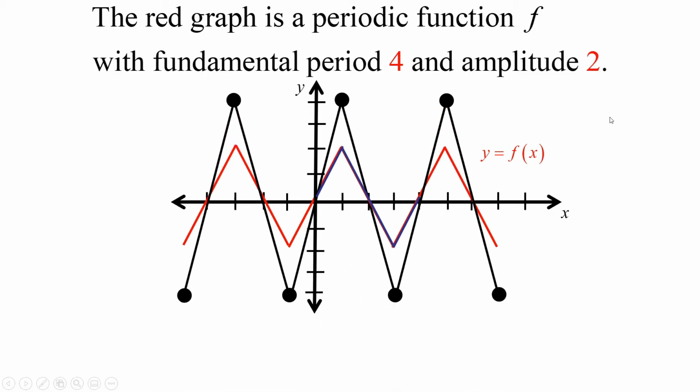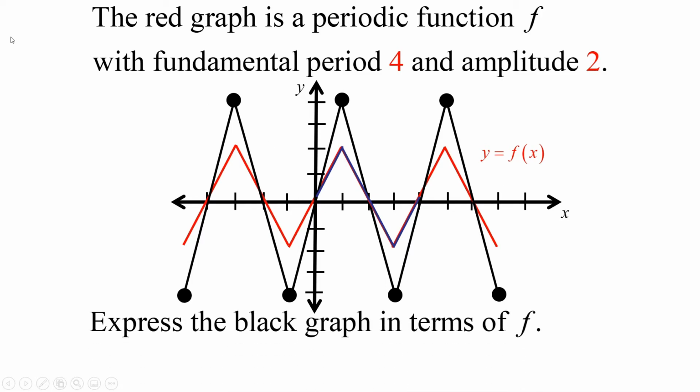Now, what do we have here? We have a vertical stretch of that graph. So express the black graph in terms of f. Well, all you have to do is focus on your max was 2, now it's a 4. Your min was -2, now it's a -4. So it looks to me like we took every point in the function f of x and we multiplied it by 2.